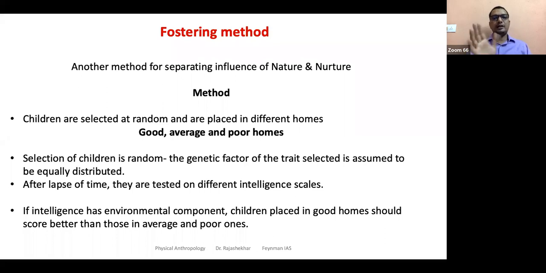Assuming that the genetics are not influencing it. If intelligence has an environmental component, children placed in good homes should score better than those in average and poor ones. So children who are brought up in a good home should perform better than the people who are brought up in average and poor families. Correct? That is how we'll come to know whether environment has any important role. I'll show you an example on this.